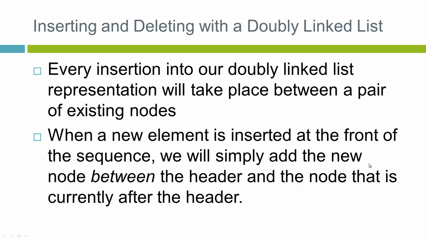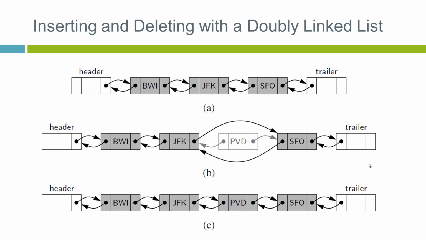Every insertion into our doubly linked list representation will take place between a pair of existing nodes. When a new element is inserted at the front of the sequence, we simply add the new node between the header and the node that is currently after the header. So for instance, let's take a look at what inserting and deleting would look like in a doubly linked list. Here in figure A at the top, we have our header sentinel, our trailer sentinel, and then 3 nodes. And note how all the nodes in the middle point to a previous node and a next node.